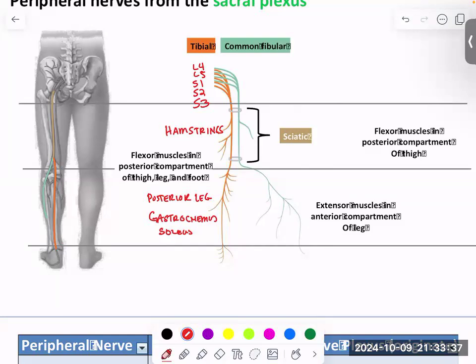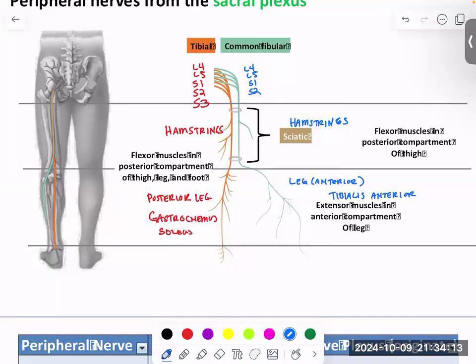The common fibular starts at L4, L5, S1, S2. It also does the hamstrings. They work together to do the hamstrings. And then at the leg, it does the anterior muscles on the leg. Who can name one muscle on the anterior leg? Tibialis. Tibialis anterior.